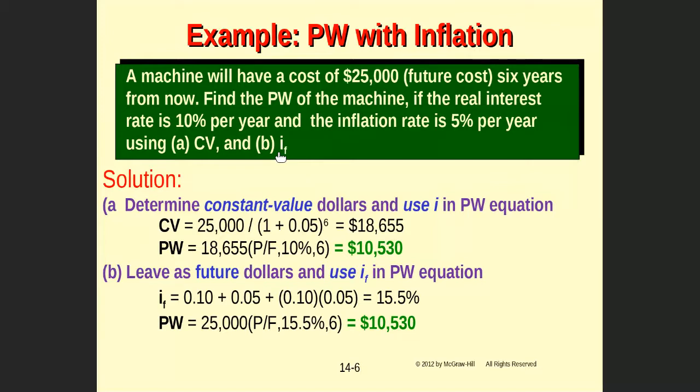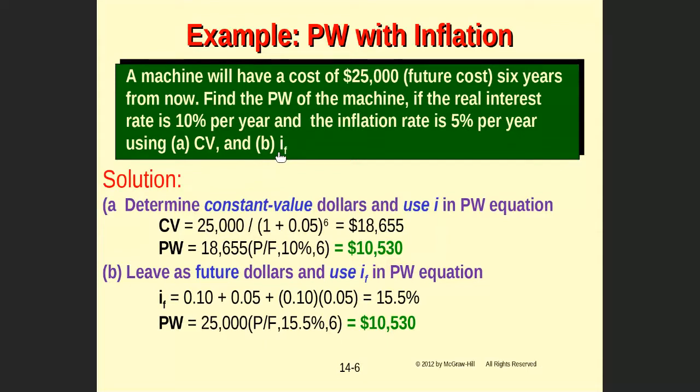Now we have a future value. We want to find it in the present, considering both the inflation and the interest rate. It is different from the previous example, when we didn't consider the value of money or the interest rate.